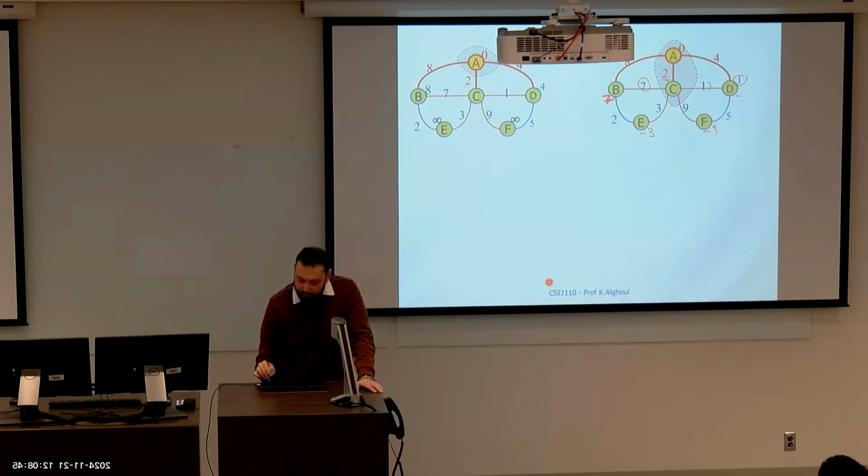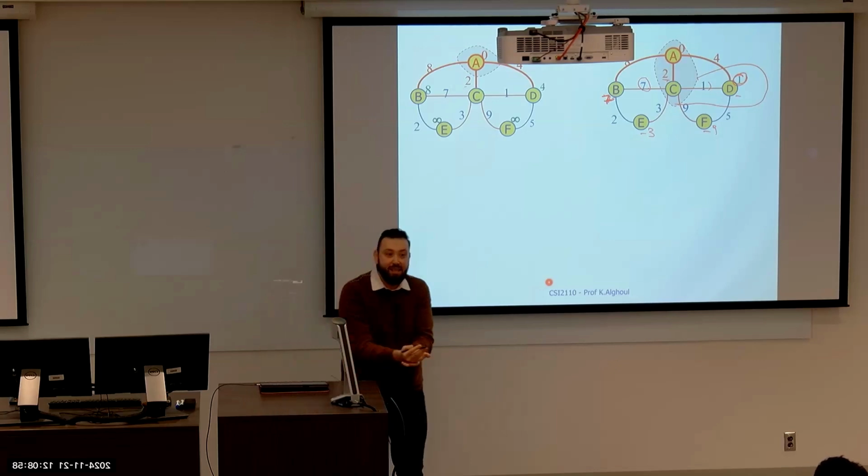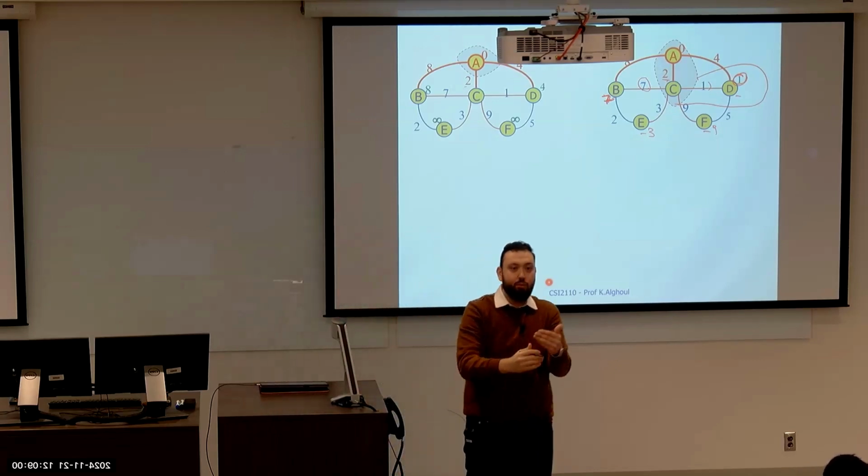1? Okay. We go to 1. What should I do in this case? Who still didn't get the idea? I go to D because it's 1. So what is the next step? We add D to the cloud and then we have to update.